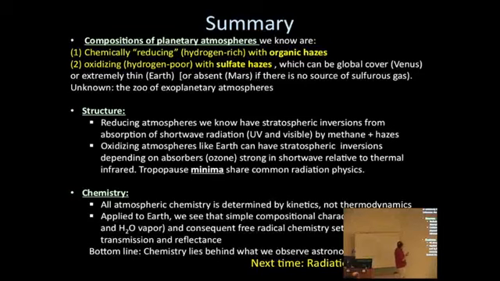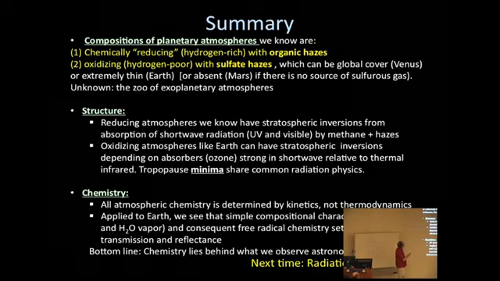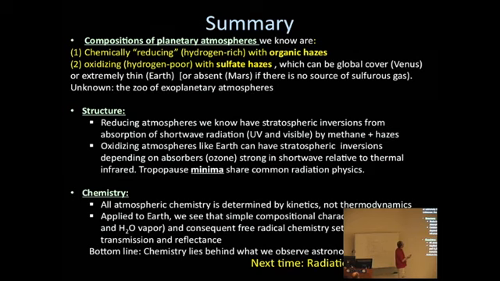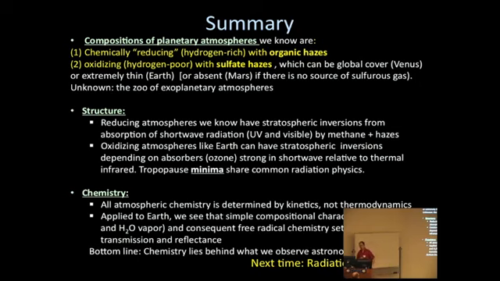I suggested that compositions that we know could be divided into chemically reducing with organic hazes, hydrogen-rich, and hydrogen-poor, oxidizing, with sulfate hazes, which can be global cover, Venus, or extremely thin on the Earth, or absent, Mars. But maybe there was a haze on early Mars. The big unknown is the zoo of exoplanetary atmospheres and whether they fit into this kind of scheme of things or it needs to be more complicated.